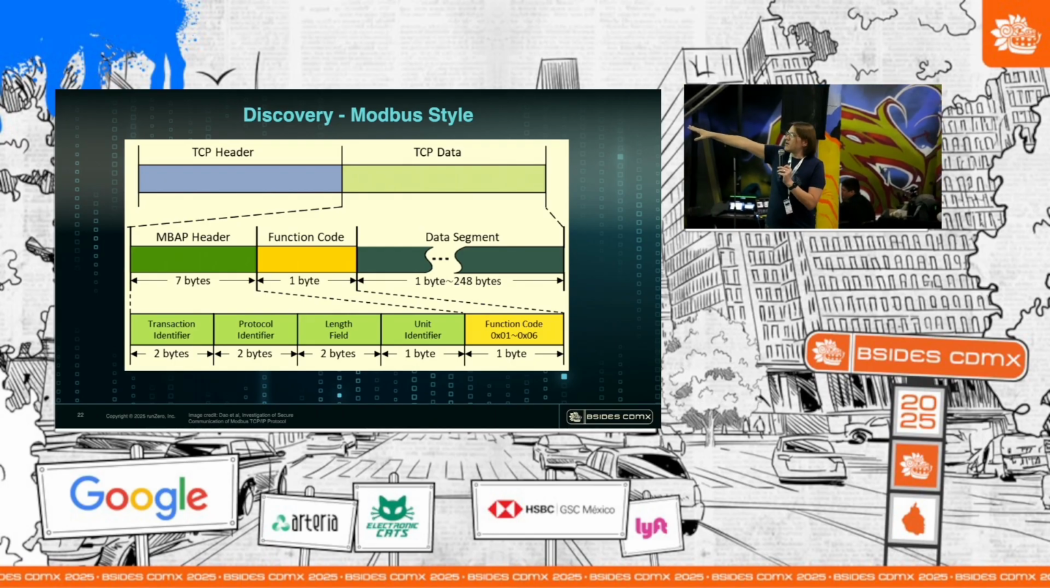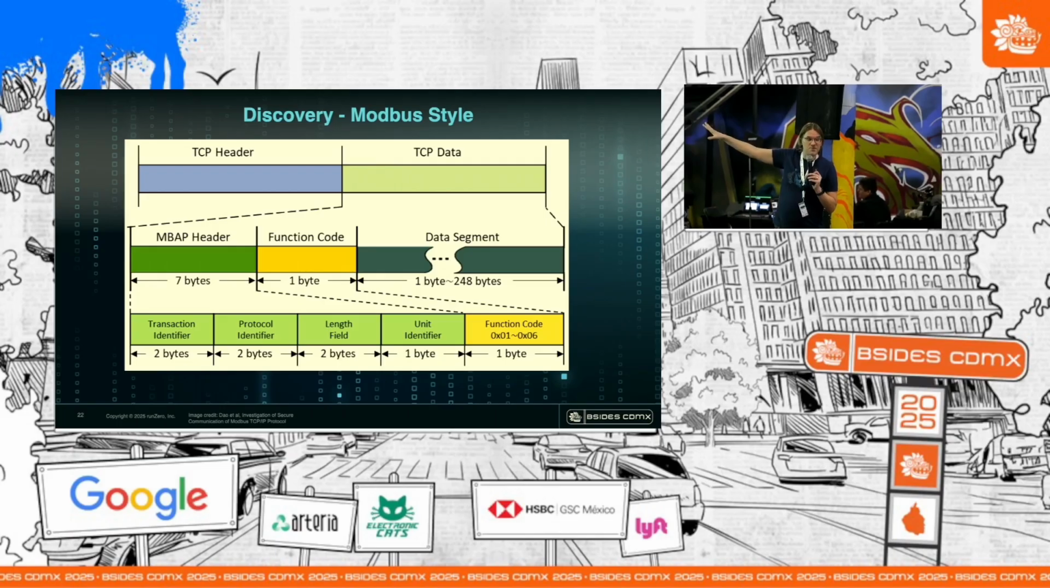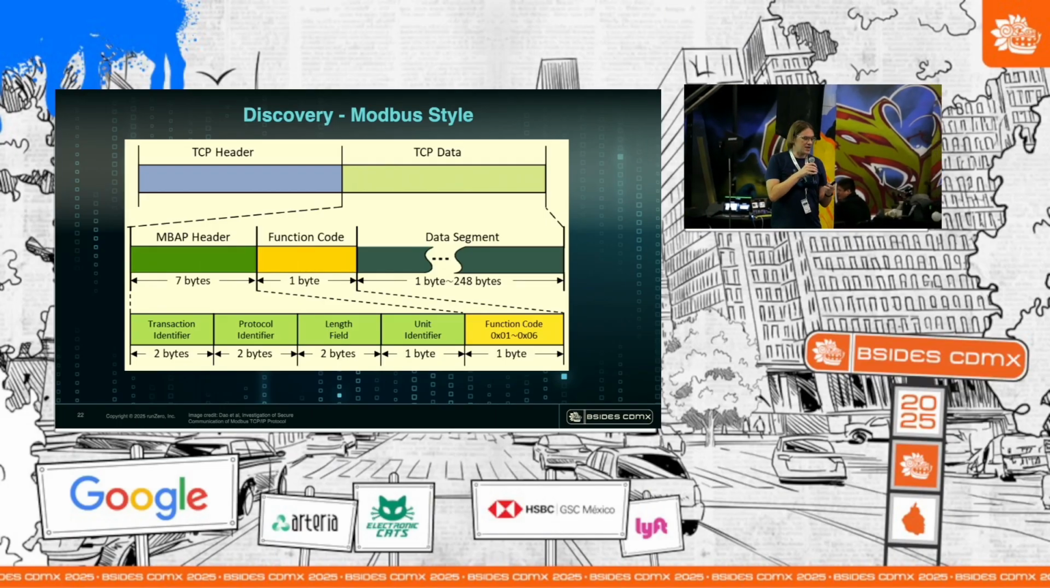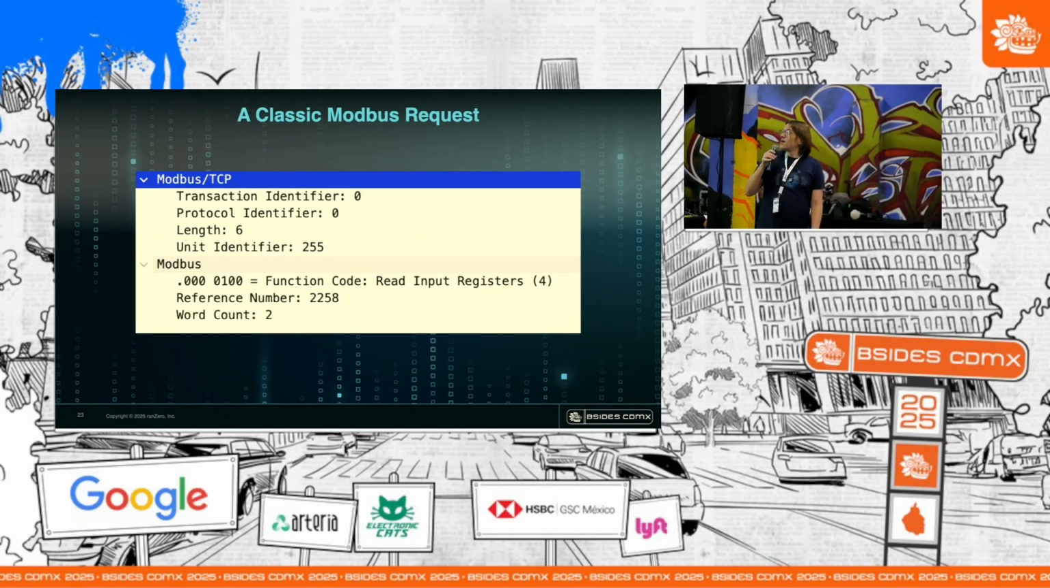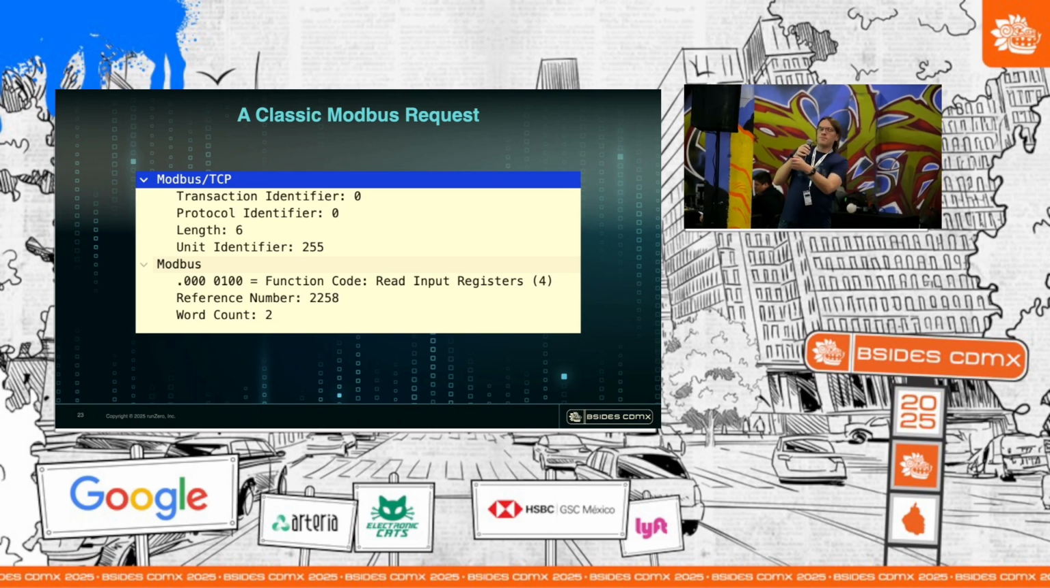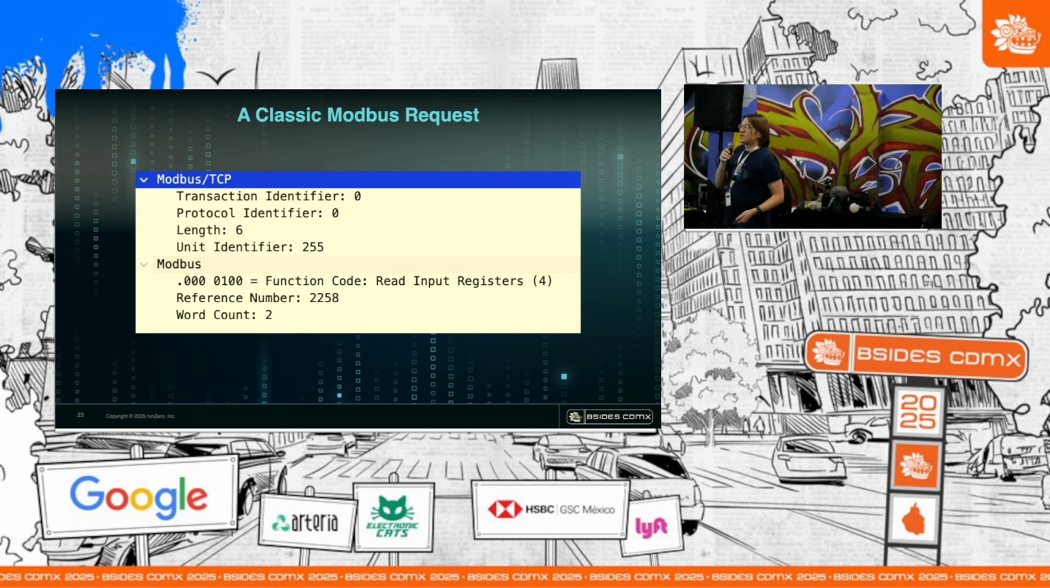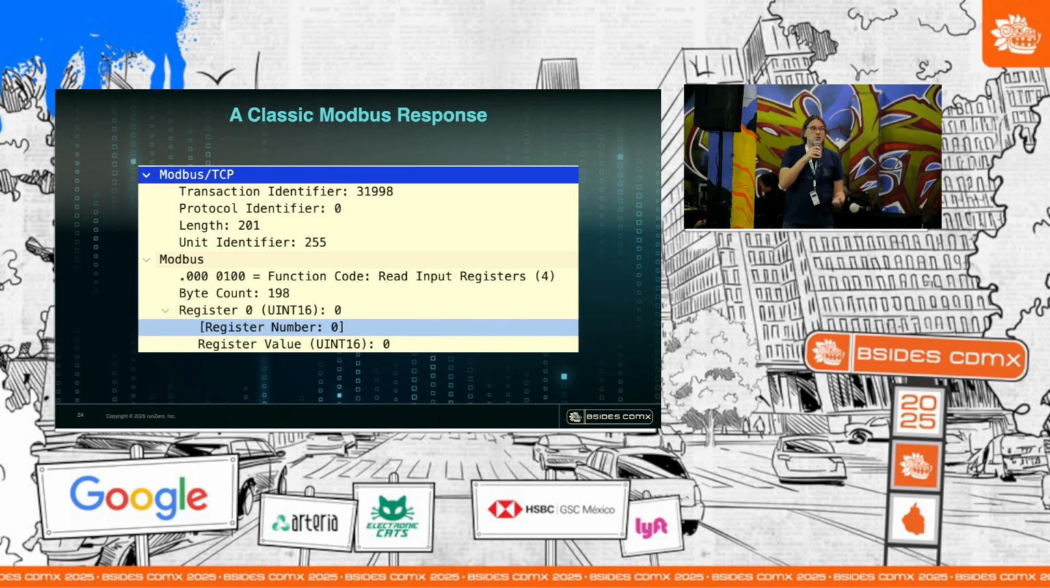And the function code is not particularly descriptive. There's not that many function codes in classic Modbus. In fact, here's an entire Modbus request. It's really short. It's just saying, hey, I've got a length of 6. I want to do function code read input register. Give me the number that is in that register. And then there's the response. You just get the number back. There's not a lot going on.